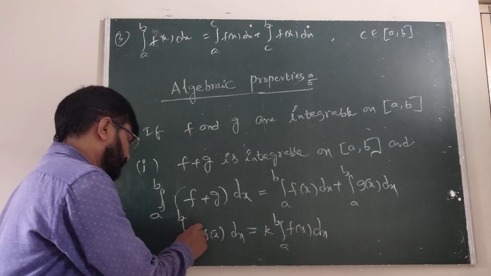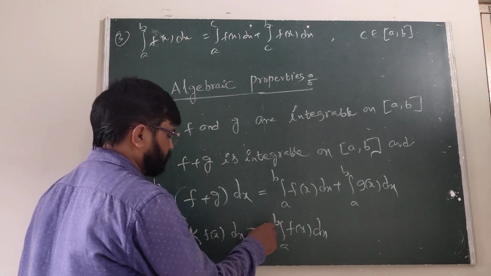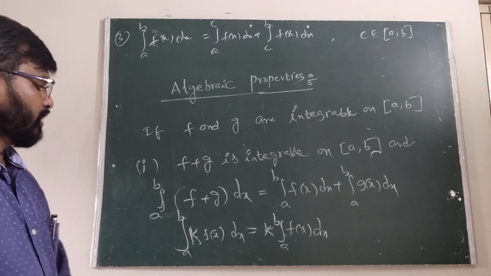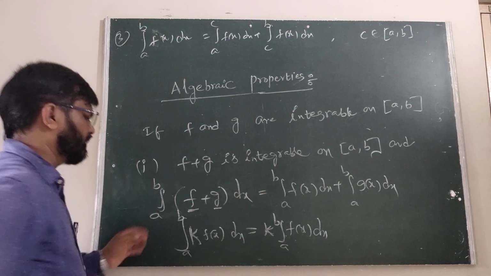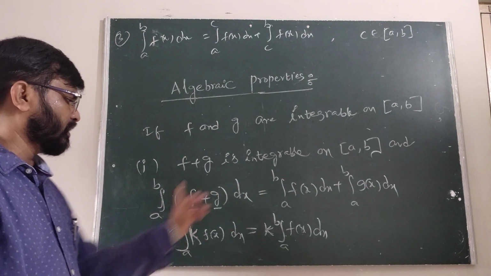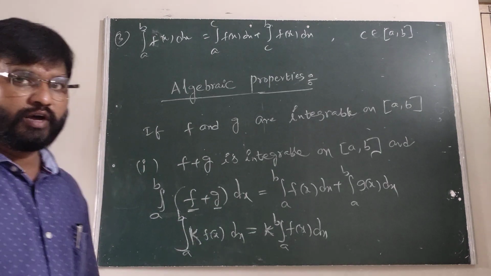Suppose there is a constant, you can write the constant outside. It will come outside of the integral. Therefore it is the integral from a to b of f of x dx. Then also the third property: here the algebraic sum, either plus or minus, you can write directly as f of x plus g of x. When the constant is there, you can write the constant outside of the integral, k into the integral from a to b of f of x dx.